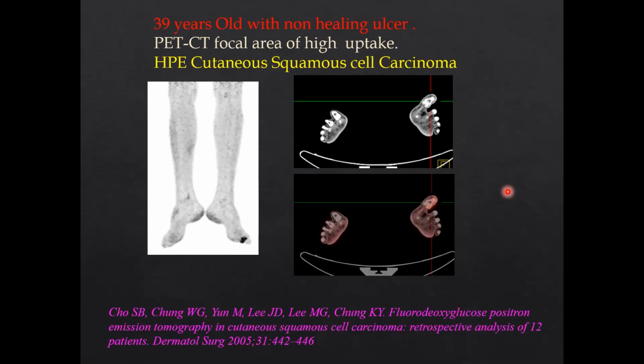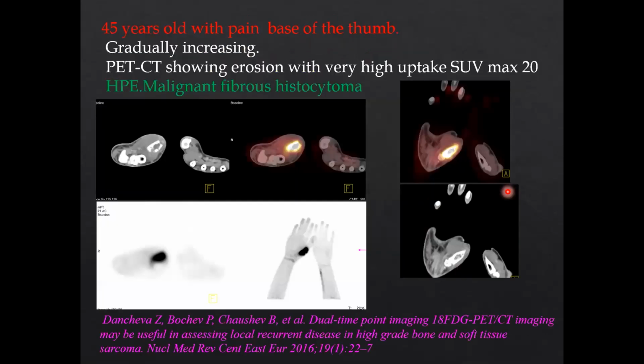Coming to 45 years old with pain, base of thumb gradually increasing, PET CT showing erosion with a very high uptake, standardized uptake max value was 20, and histopathologically it was malignant fibrous histiocytoma. So this is a lesion with the erosion of the bone here and with associated soft tissue component. But here you cannot delineate here, and it is showing significant high amount of uptake in the region of base of the thumb. So the metacarpal of the thumb is involved, and this is a destructive lesion involving bone as well as surrounding soft tissues.